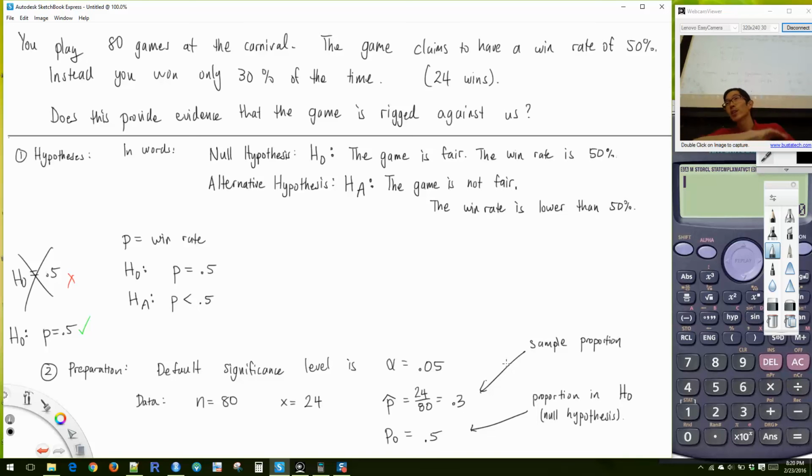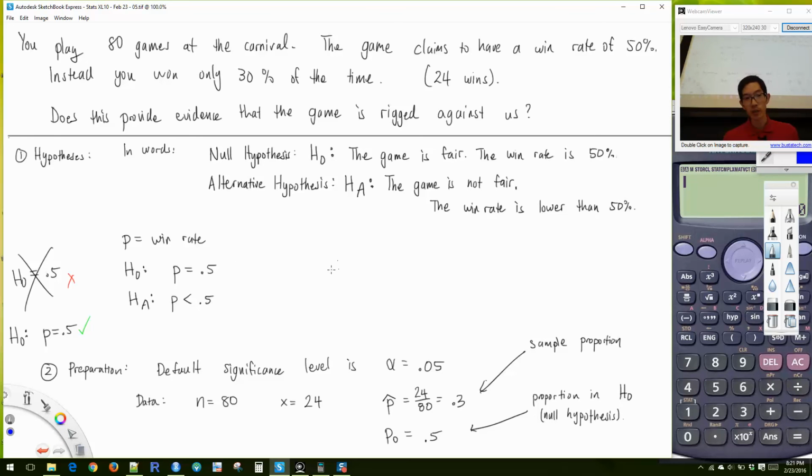If you ever do a problem in the future, sometimes the problem will say, use this significance level or use alpha equal to 10%. If it doesn't say anything like that, just assume it's 5%. Otherwise, use whatever's in the prompt.